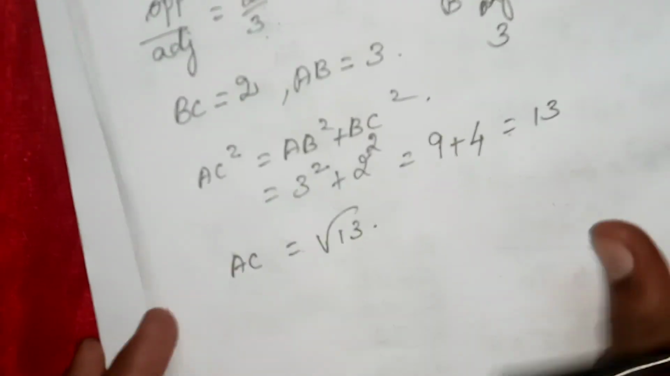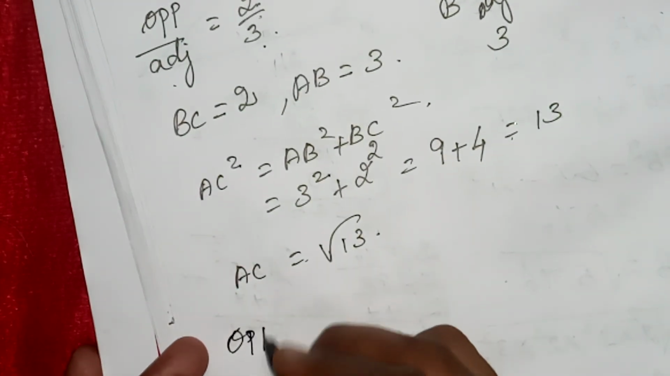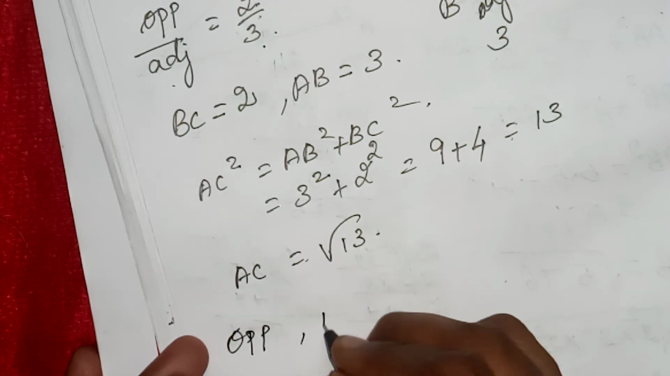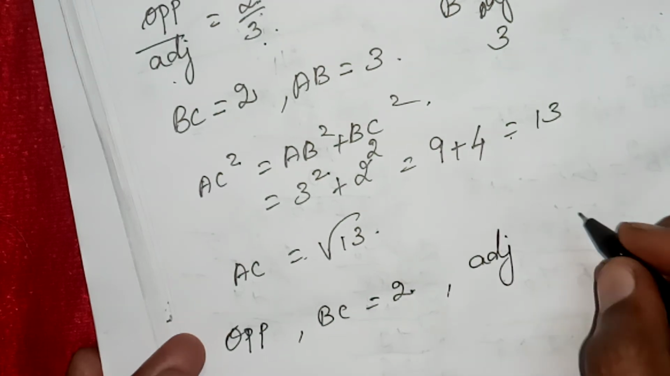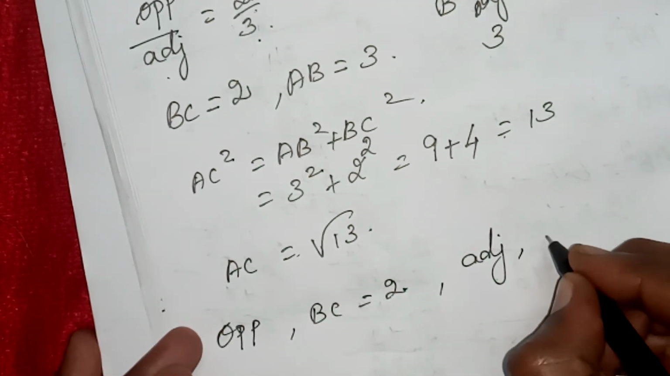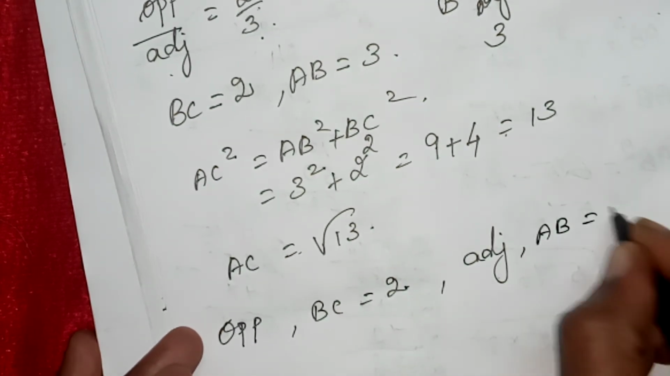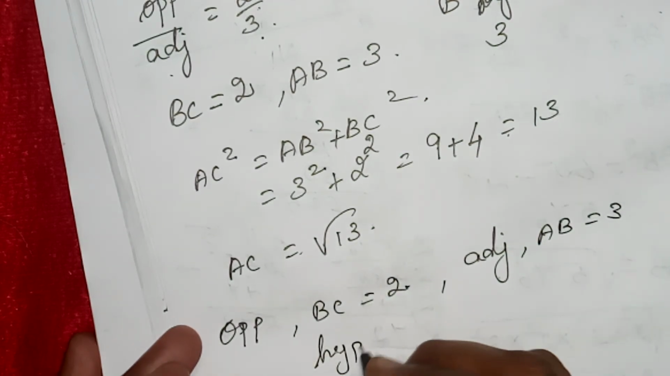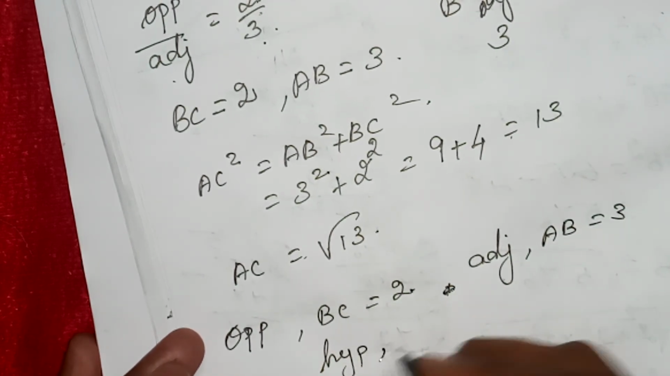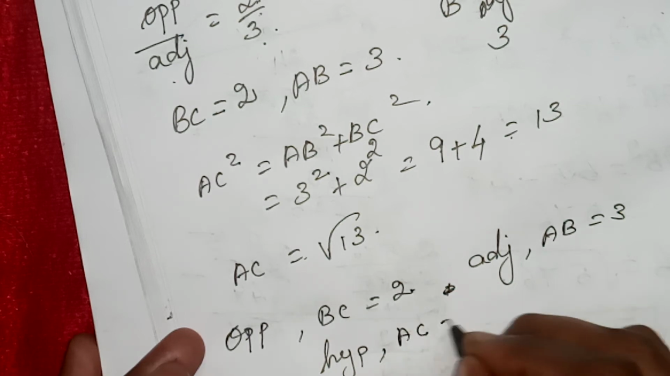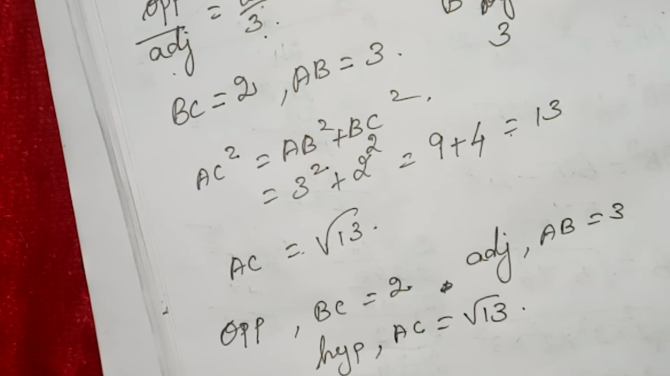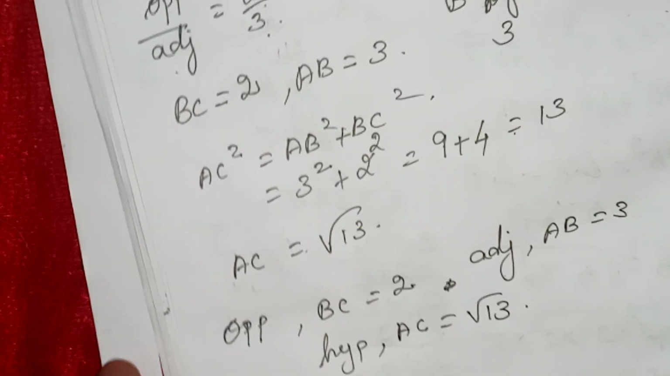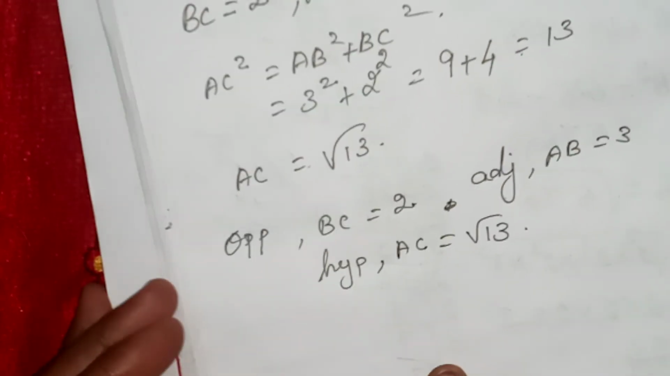From this we can write: opposite side BC is equal to 2, adjacent side AB is equal to 3, hypotenuse AC is equal to root 13. Using this measurement, we have already been given tan A. We have to find out the other 5 trigonometric ratios.